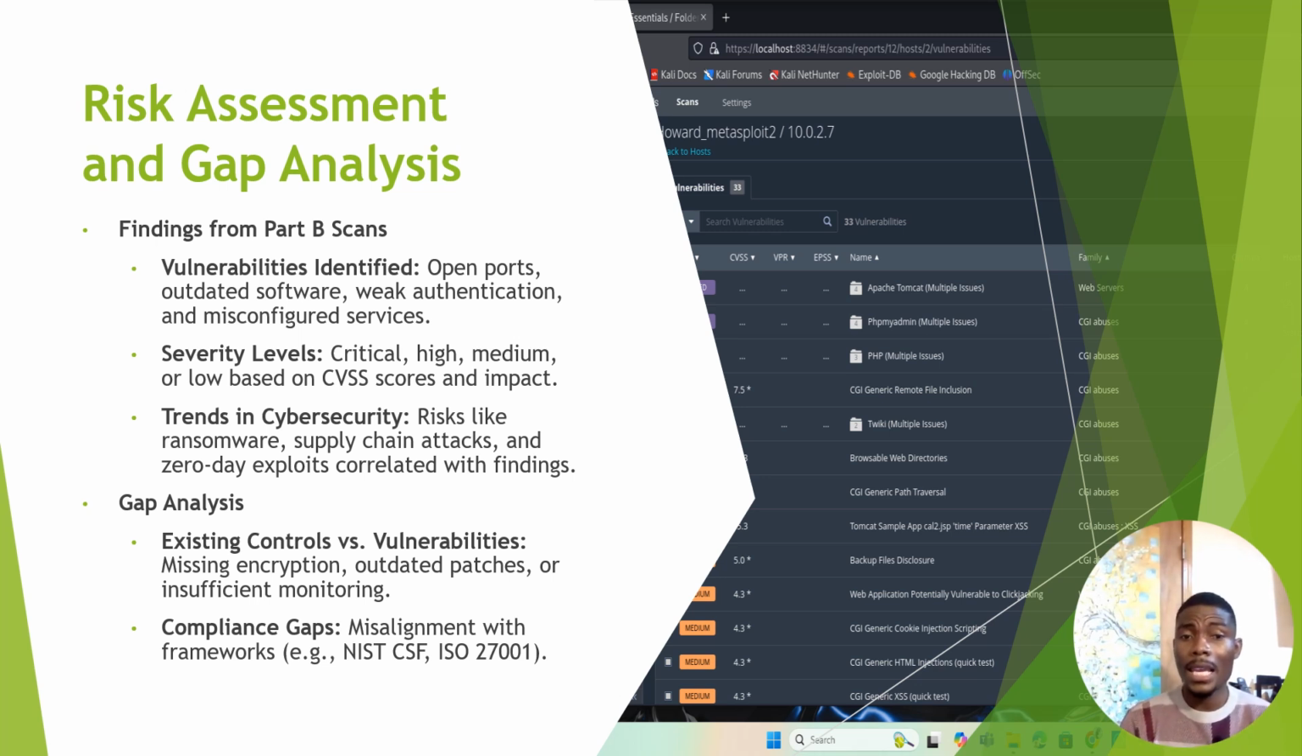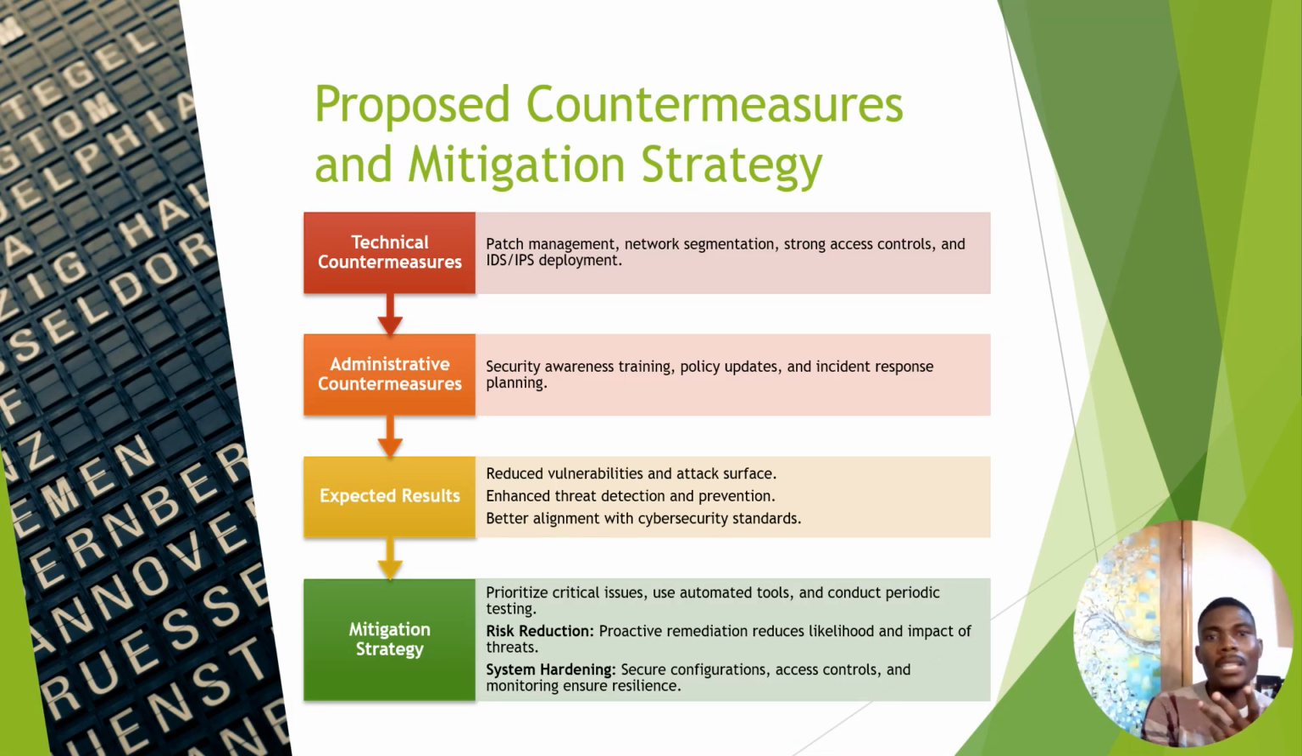That is the NIST CSF. We saw ISO 27001 also in misalignment. Proposed countermeasures and mitigation strategy. Technical countermeasures: patch management, network segmentation, strong access control, and IDS/IPS deployment. Administrative countermeasures, which are security awareness training, policy updates, and incident response planning.